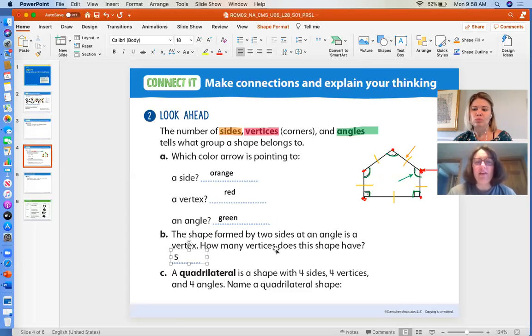Hey, Mrs. Kraft, on there too, would you put 5 vertices for me? Because remember when we see those words, how many we have to have a label? Oh, sure. Just for us to remember those things that we've talked about.